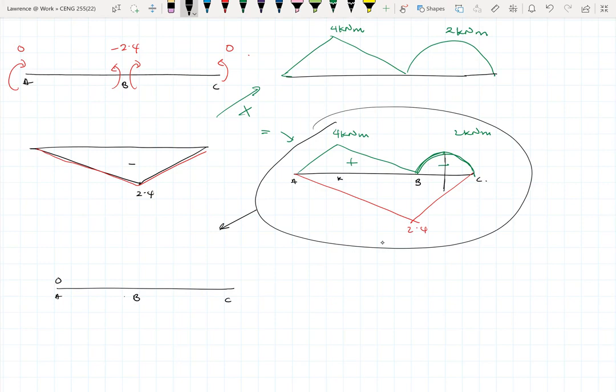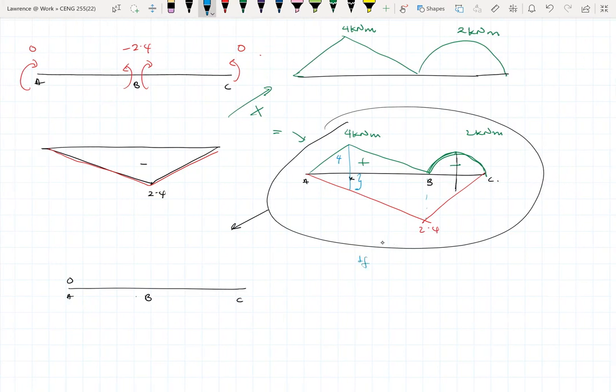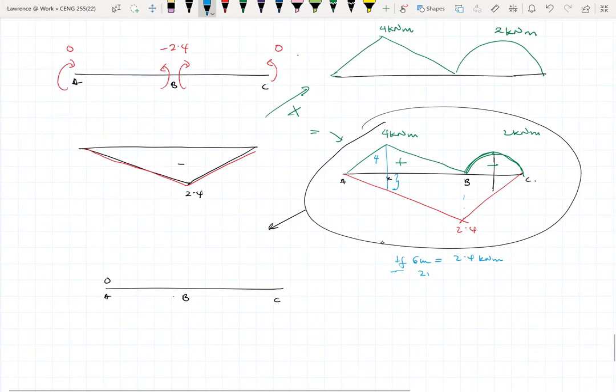But at K, where K is this here over here, we know that for the positive moment, K is 4, but then for the negative moment, we don't know what K is. So we can use similar triangles to find K. Okay. If 6 meters is equal to 2.4 kilonewton meter, then K is at 2 meters. So what do 2 meters give us? Okay, so that's the idea.